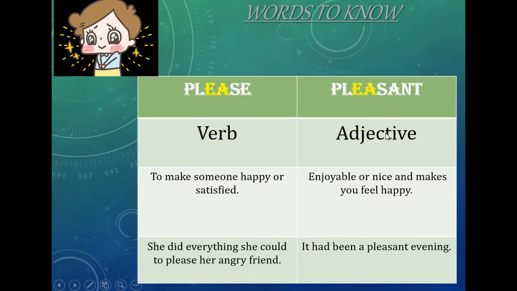Pleasant is an adjective. Pleasant is talking about enjoyable or nice things that happen to you, or an enjoyable and nice time you spend, and it makes you feel happy. It had been a pleasant evening. It means that evening was really pleasant, really nice, and enjoyable. Okay, so please, I make someone happy or satisfied. Pleasant, I am describing a time or a thing that is nice and enjoyable.